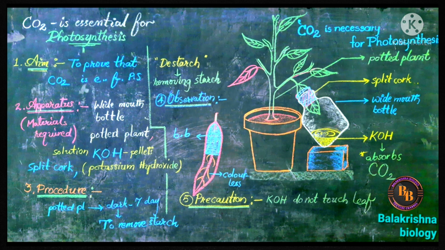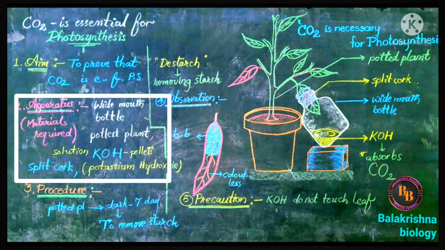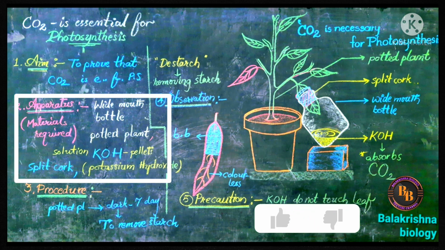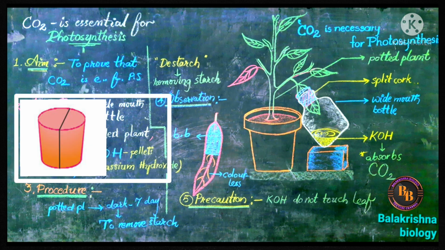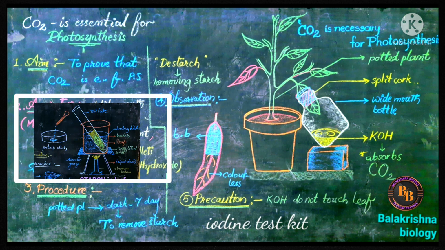For doing this experiment we need some materials, all of which together are called apparatus. Apparatus are a wide mouthed glass bottle, a potted plant, KOH solution, which means potassium hydroxide solution or pellets, nothing but tablet-like structures, and a split cork. In addition to these we need an iodine test kit also.